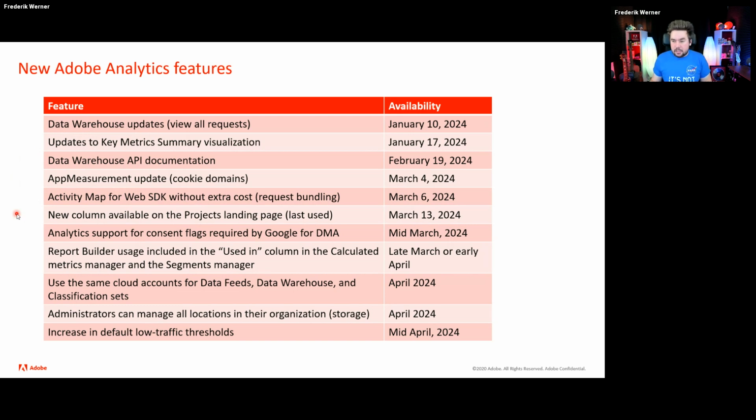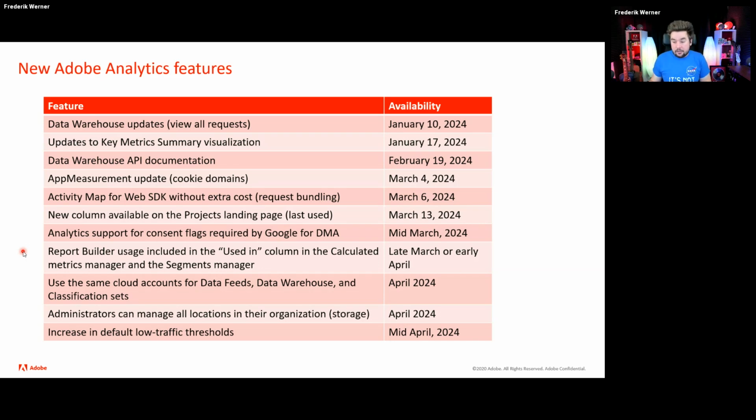There's also a new column available in the projects landing page to show you all the projects when they've been last used, which is super handy for cleaning up unused projects. If you're using the advertising analytics features, then there's new consent flags that are required by Google, which are now supported in analytics as well. If you're using Report Builder and you're using a component in Report Builder, then that component should now be showing in the reports for your calculated metrics manager and the segments manager as well.